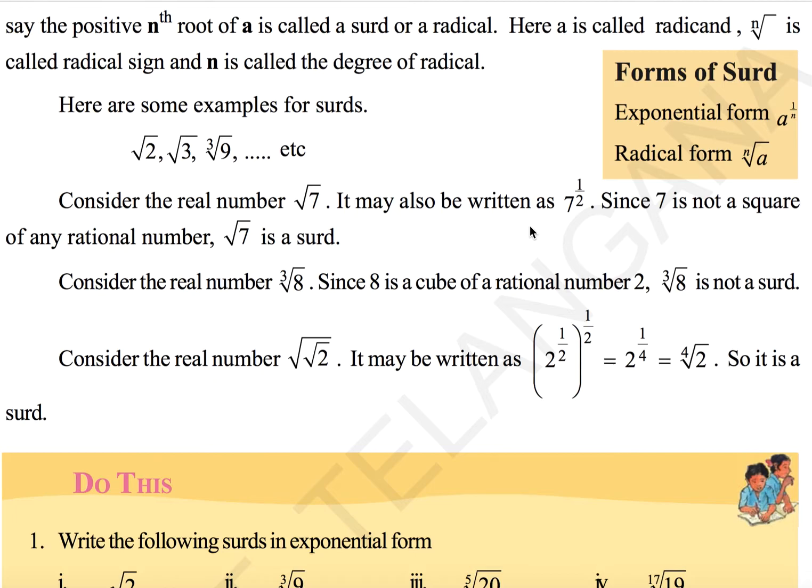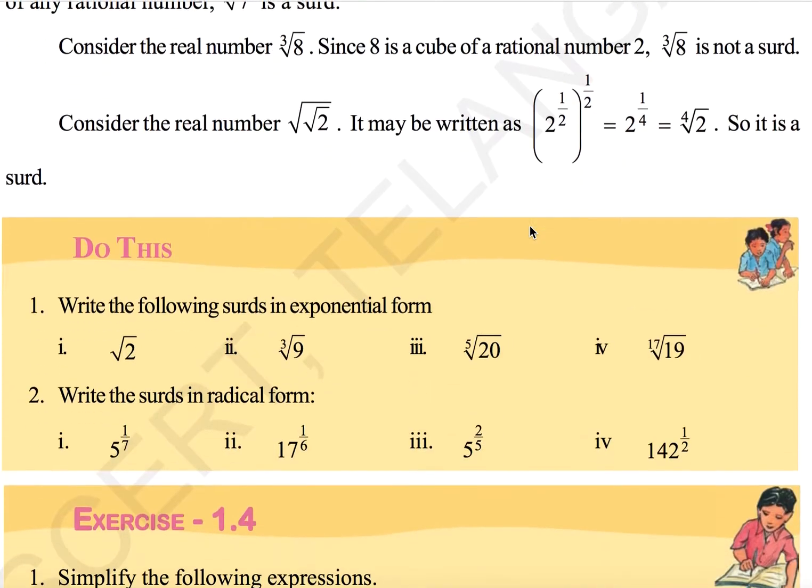Since 8 is a cube of the rational number 2, the cube root of 8 is not a surd. Consider the real number root of root 2, that is 2 to the power of (1/2) to the power of 1/2, which is nothing but 2 to the power 1/4. It is also a surd.